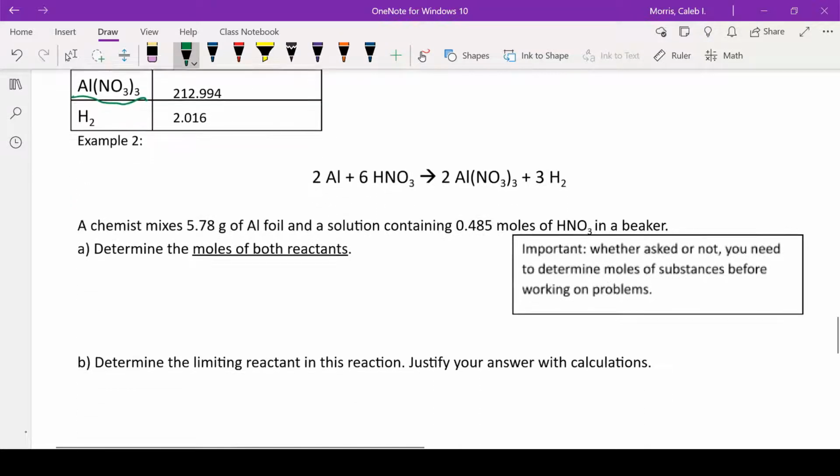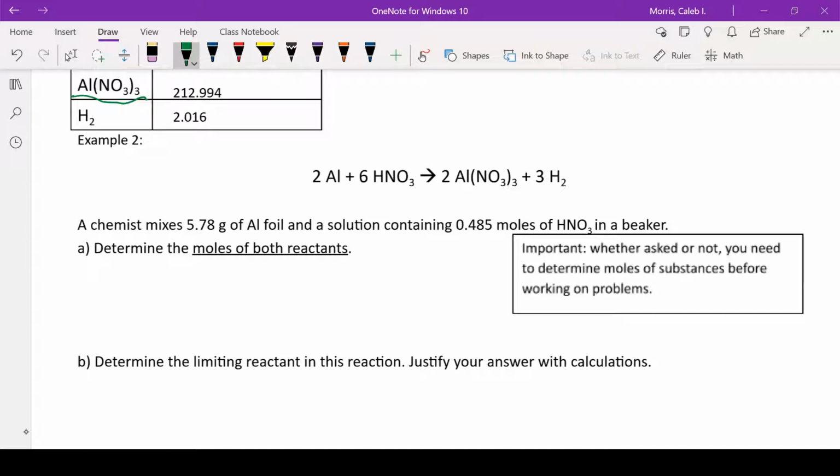So a chemist mixes, this is our question, a chemist mixes 5.78 grams of aluminum. It says aluminum foil, but that's still aluminum, in a solution containing 0.485 moles of HNO3 in a beaker. Okay, so we've got our two reactants. Now this is what I want you to make sure you can recognize. If I give you the amounts of two reactants, you know we're going to have to figure out which one is the limiting reactant. Okay, so both of those are on the reactant side. We got to figure out which one's the limiting reactant.